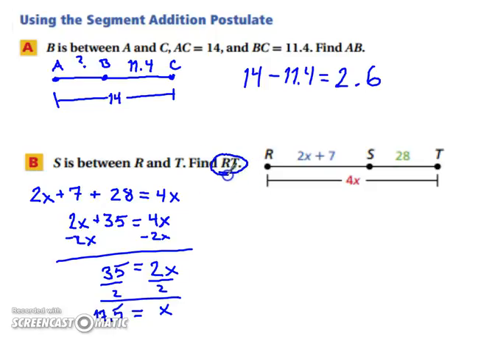However, the question was asking for the measure of RT. So we're not quite done yet. All we have is x. Well, RT is this whole segment here. So we're going to use our 4x and substitute 17.5. So 4 times 17.5 will give us 70. So 70 units.